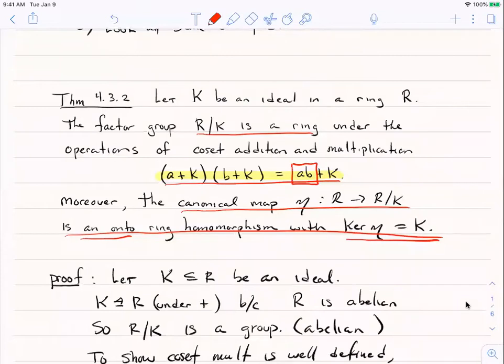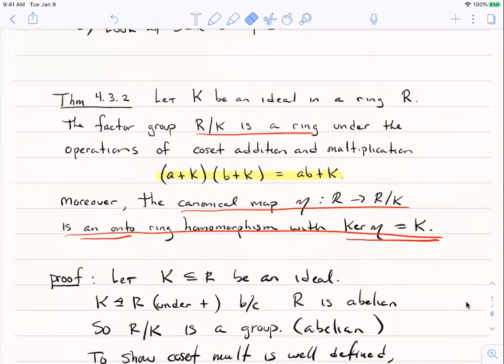So the map is still onto. So we really just have to show that this canonical map sends products to products. But you can almost see it here. I ran out of room below, so I'm going to do this like this.